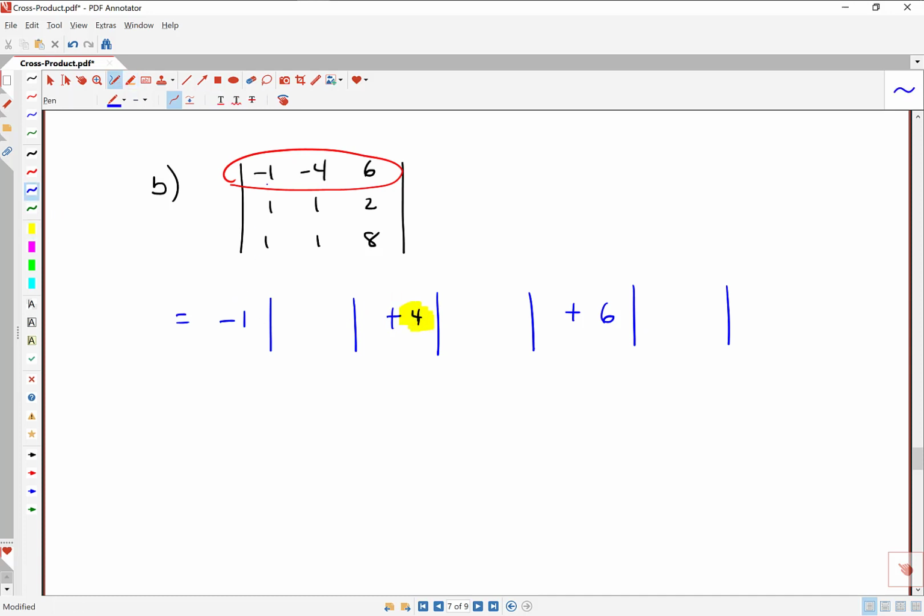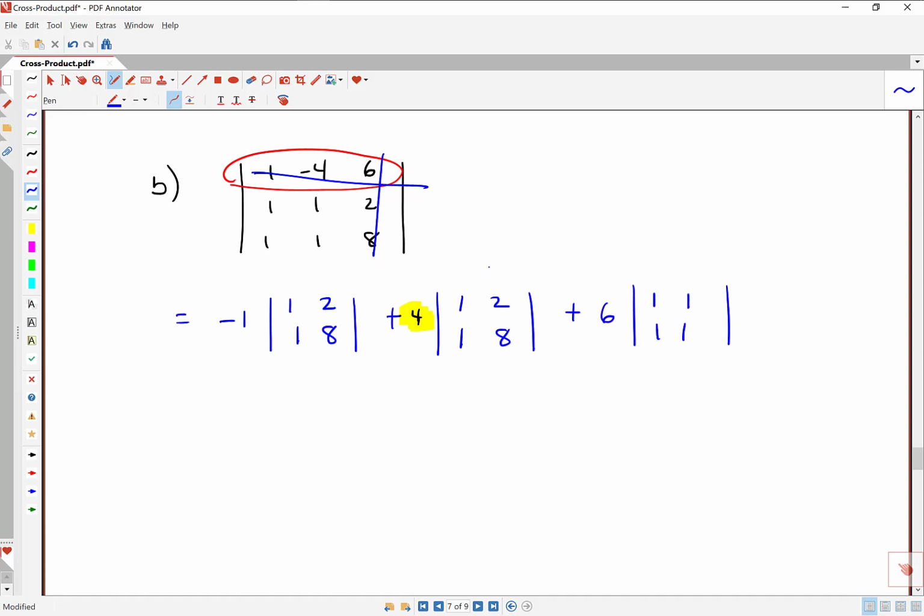Starting with the negative 1, cross out the row and column containing the negative 1. That leaves us with this little 2 by 2 determinant. Doing the same thing across our matrix, now we're going to cross out the row and column for the negative 4. That also leaves us with this 2 by 2 determinant. And then finally, crossing out the row and column containing the 6, we'll have this little 2 by 2 determinant.